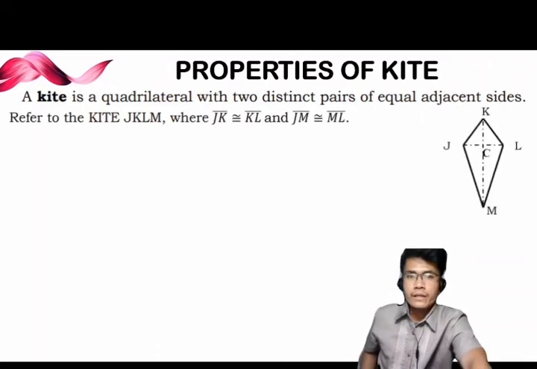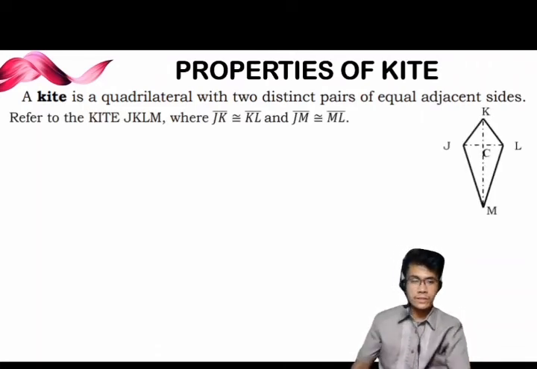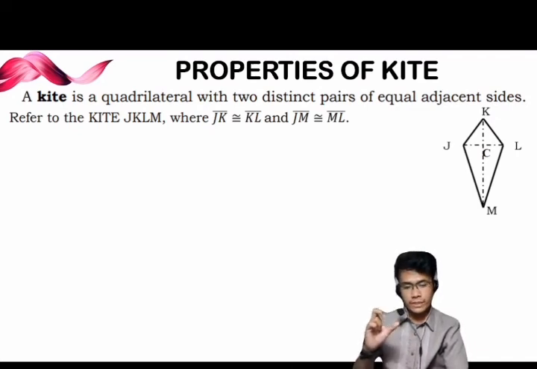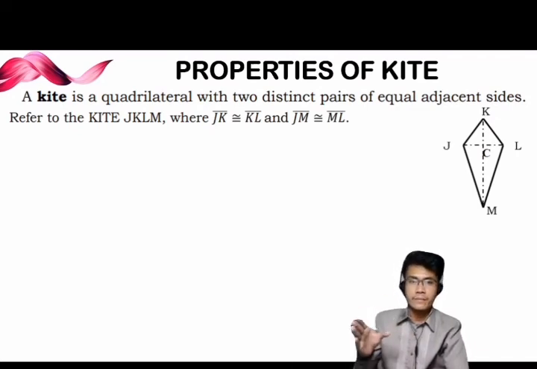What do you mean by two distinct pairs? When you say two distinct pairs, kung ano na po yung magkapares, hindi na po pwedeng ipares yung isa doon sa kabila. Kahit adjacent pa sila. What do you mean by that?